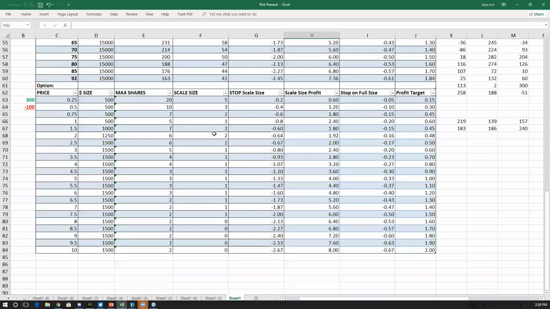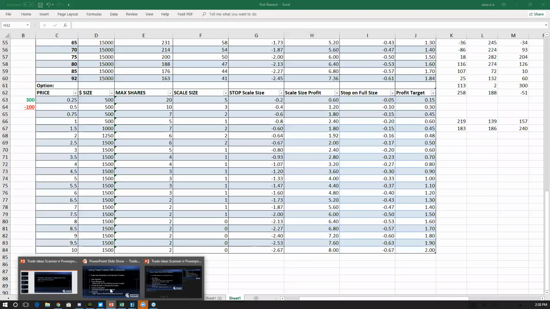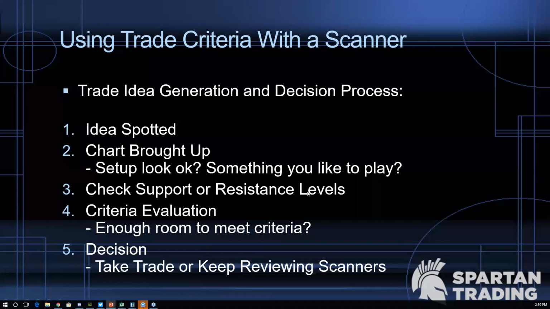Let's go back to the PowerPoint there. So let's run through again really quickly the decision process. Number one, idea spotted. So using your scanner, spot an idea. Then what do you do? You bring up the chart. You bring up the daily, you bring up the hourly, you bring up somewhere where you can see those past support and resistance levels and whether or not you're going long or short. The examples we talked about were short setups, which I think is fitting for the market lately.